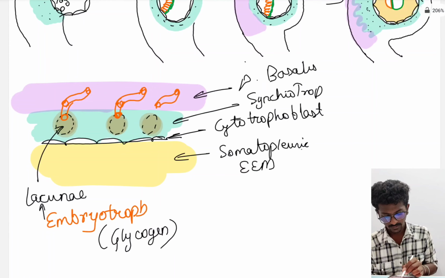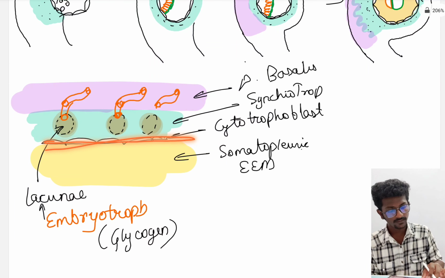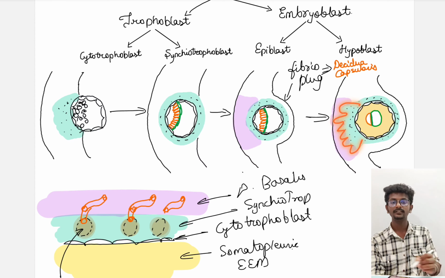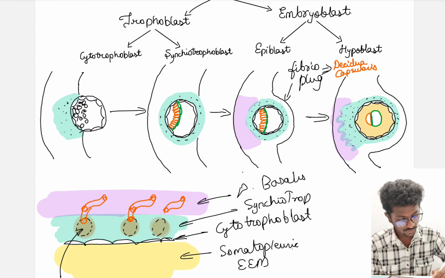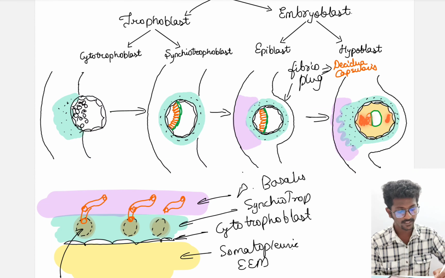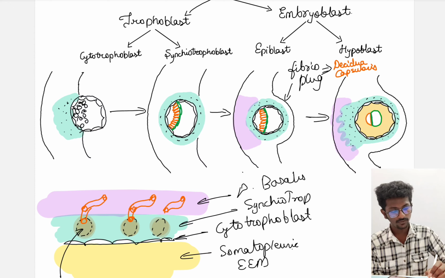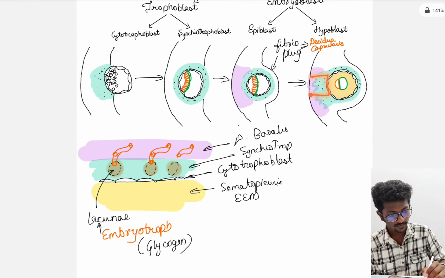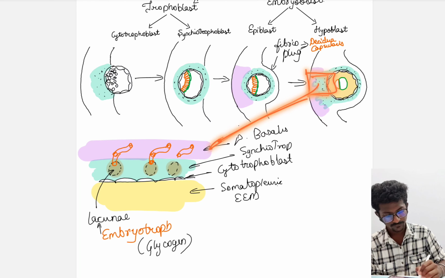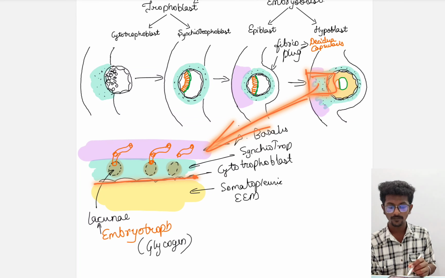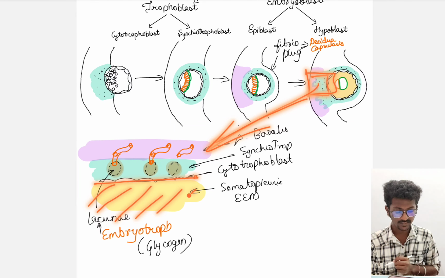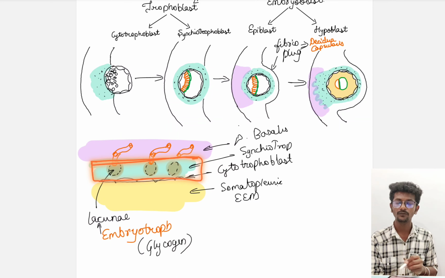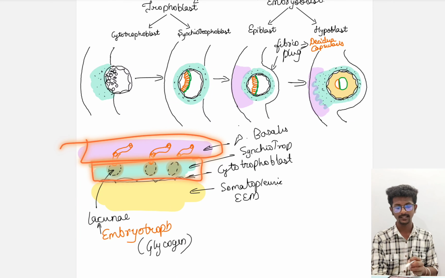Let me tell you one more thing. This is the syncytiotrophoblast that is growing more towards the embryonic end. This is the embryonic end, this is the abembryonic end. So it will be growing more towards the embryonic end. Now let me elaborate this part over here. So this is the cytotrophoblast, this is the somatopleuric extraembryonic mesoderm, and this is the syncytiotrophoblast, and this is the decidua basalis.